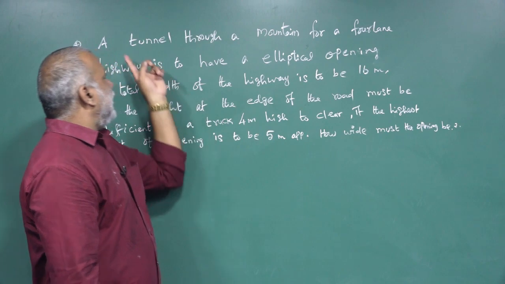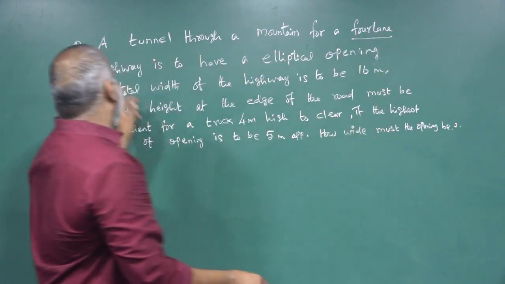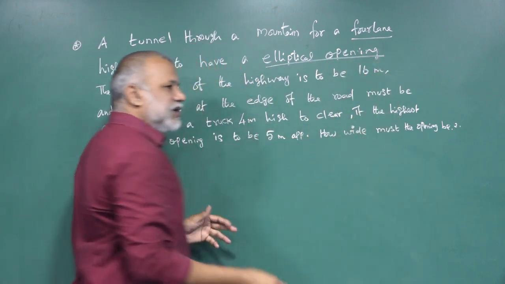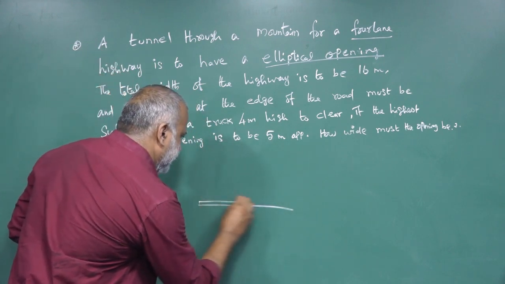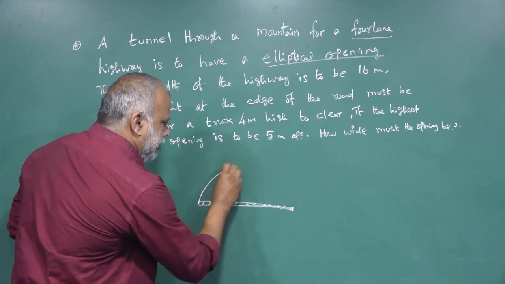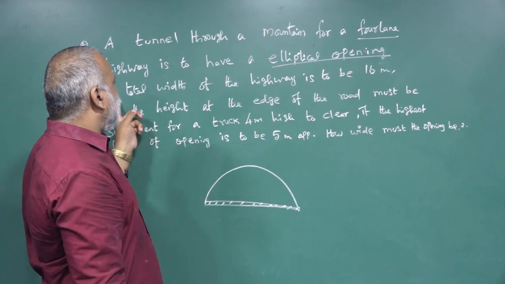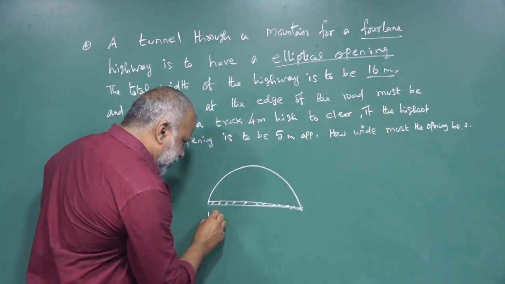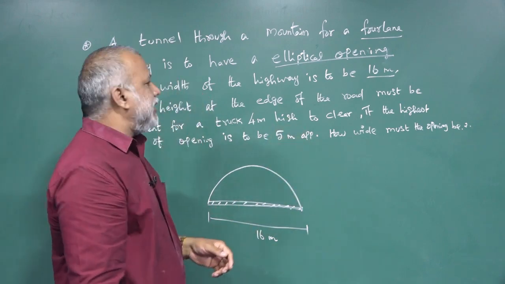Now listen. A tunnel through a mountain for a 4-lane highway is to have an elliptical opening. See the word elliptical opening. Therefore, we are having a highway road. In this highway road, the opening must be in the form of an elliptical opening. The total width of the highway is to be 16 meter. Say this is the total width. It must be 16 meter as per the data.